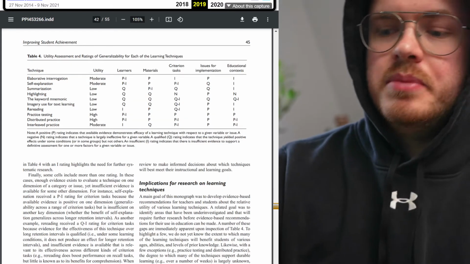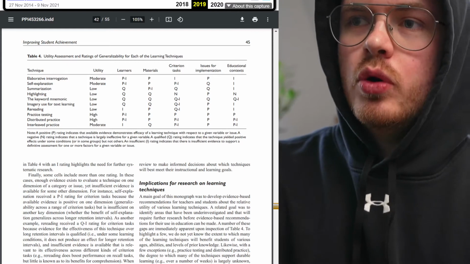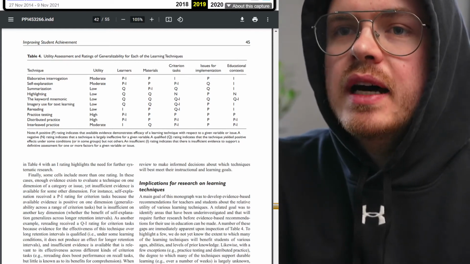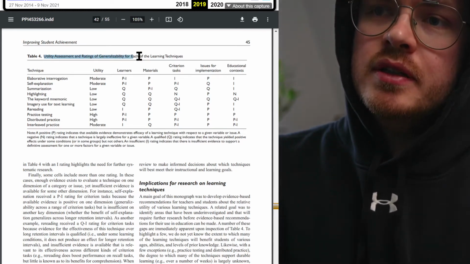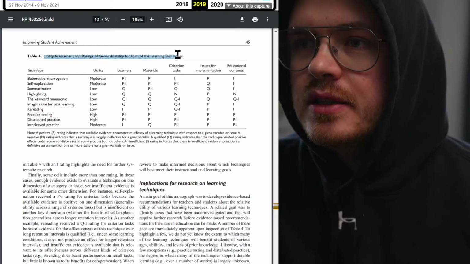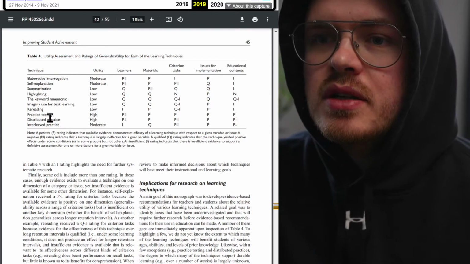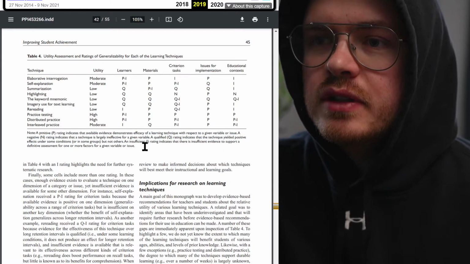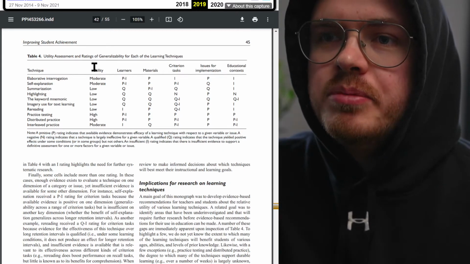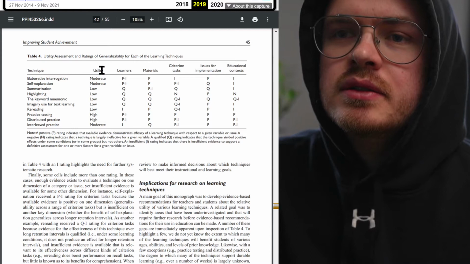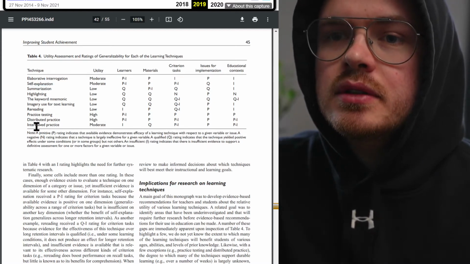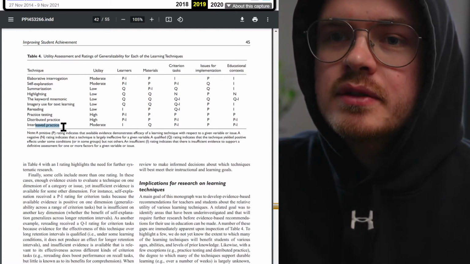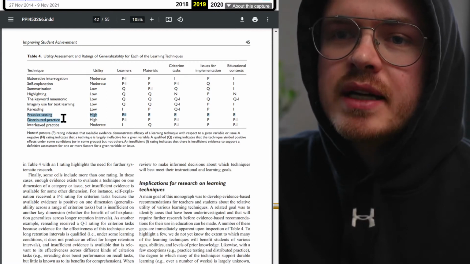The second important piece of this paper is right here, table 4 on page 45: utility assessment and ratings of generalizability for each of the learning techniques. So there's some notes here, which is what all these different letters mean. But overall, what we pay attention to is the utility. Okay, so self-explanation, moderate. Interleaved practice, moderate. But what are the two high ones? Practice testing and distributed practice.